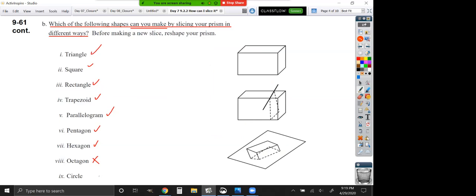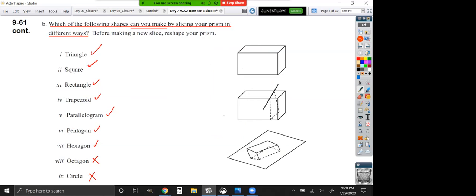And can you get a circle? Can you cut it and get a circle? I doubt it very heavily because all the faces are flat. Therefore, you're not going to get a circle. So we can get all of these shapes depending on what our prism actually looks like. That's kind of cool. That's what a cross section is.